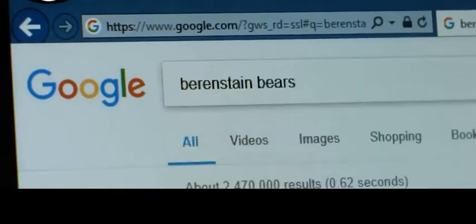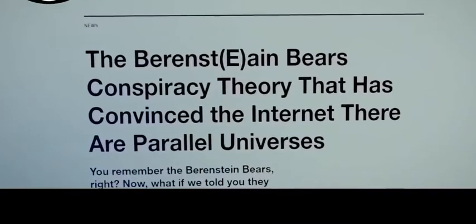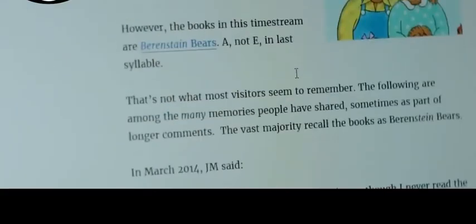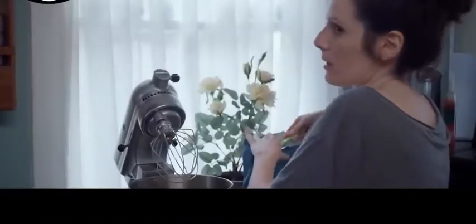Out of curiosity, Brendan tries to find it on the internet, and it turns out that there are many people who think that the writing in the book is The Berenstain Bear, with an E. Brendan continues to look for information about it until he finally finds a theory that explains the incident, namely the Mandela Effect theory. The next day, Brendan is confused by the photo of his family on the refrigerator.